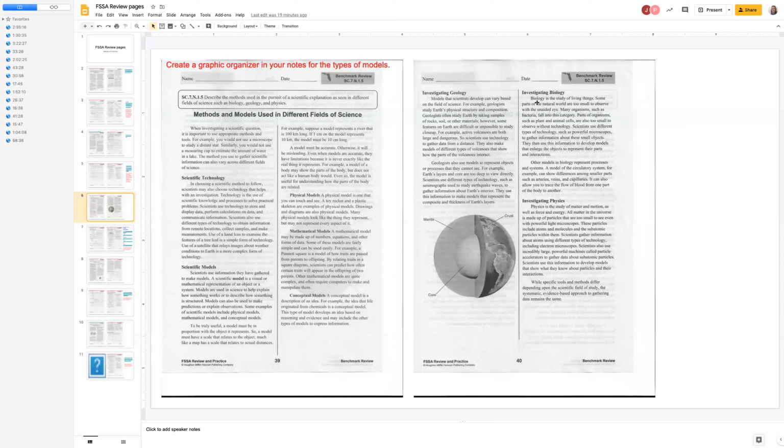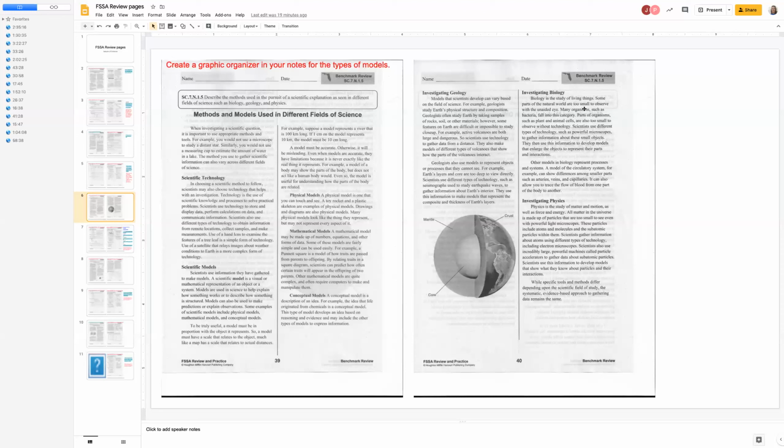Investigating biology. So these are how these different types of models are used in the different types of science fields. This would be a good part to put in your notes as well. How models are used in earth science is what we just went over. And this next one is how models are used in life science, biology. Biology is the study of living things.